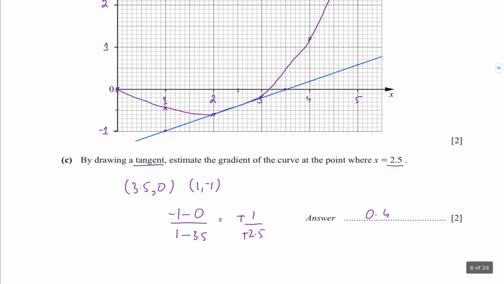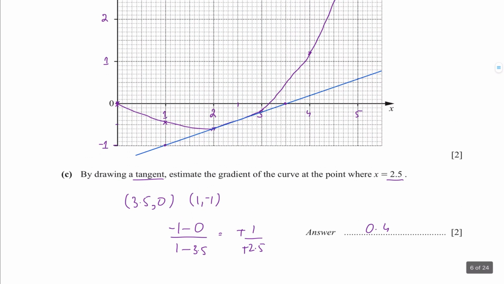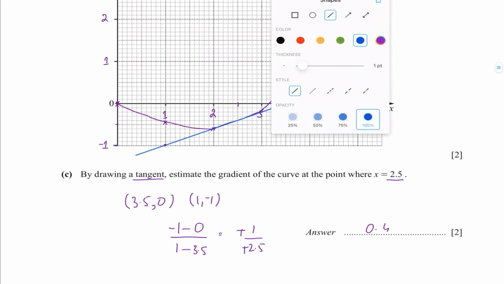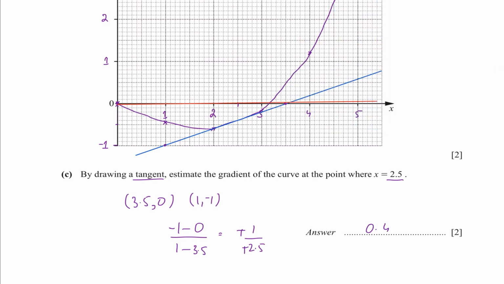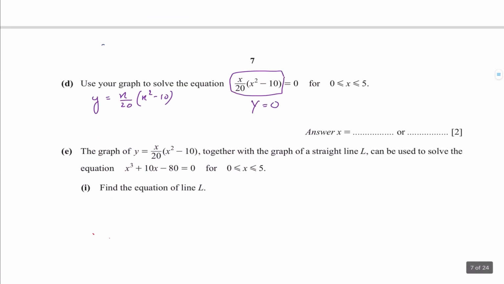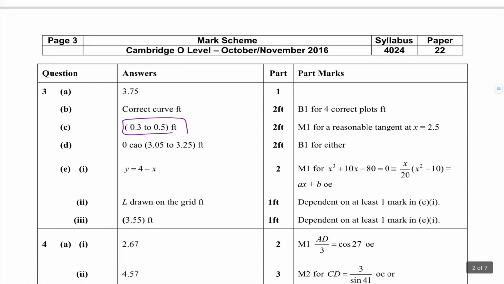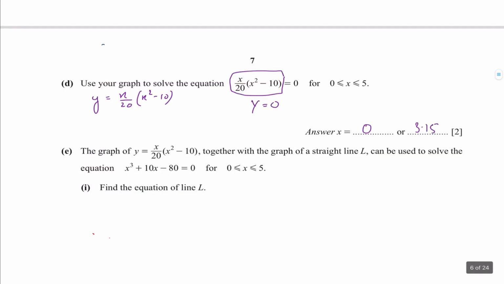I can either draw the line y equals 0, which if I do, will just be equal to the x-axis. That means I've got to see the point, or perhaps the points, at which y equals 0. So these points are 0 and 3.15. So there you go, 0 or 3.15. Let's check whether this is correct. Yeah, that's absolutely inside the acceptable range.